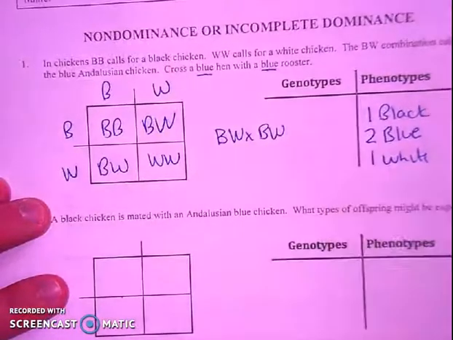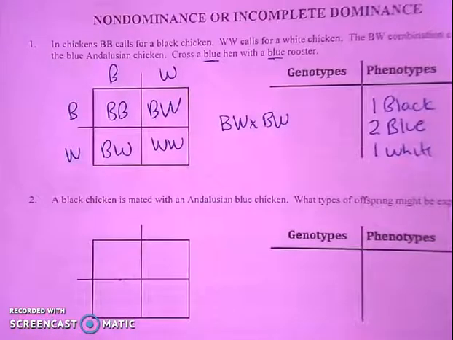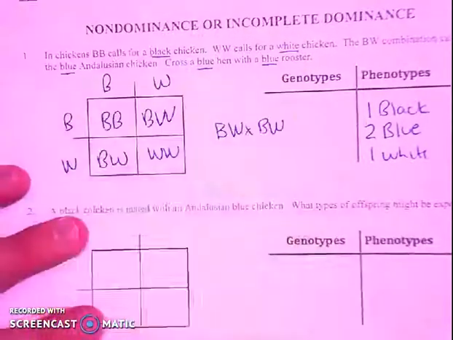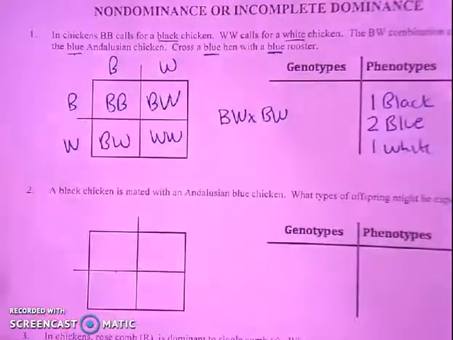So there's just another example. We'll do more if you need it, but the biggest key here is trying to recognize the detail that you have 3 phenotypes all the time when it comes to incomplete dominance. All right? Thank you.